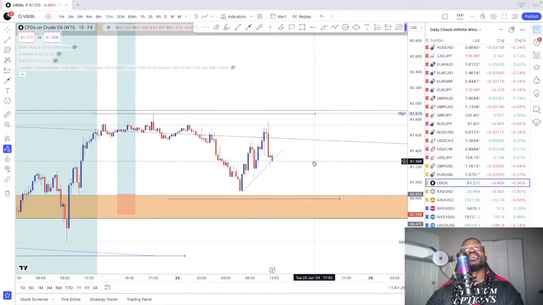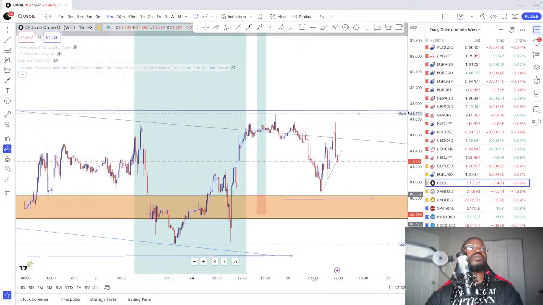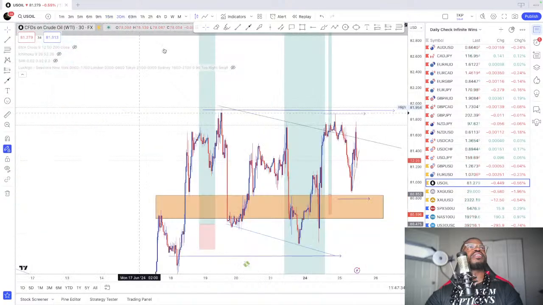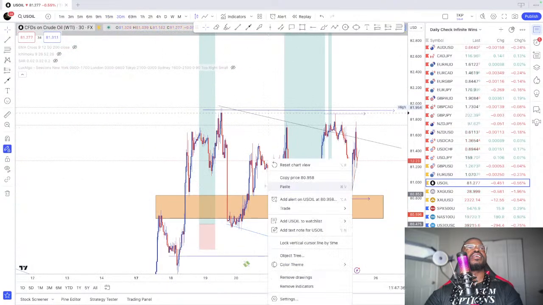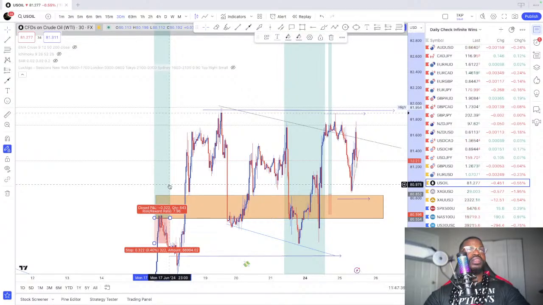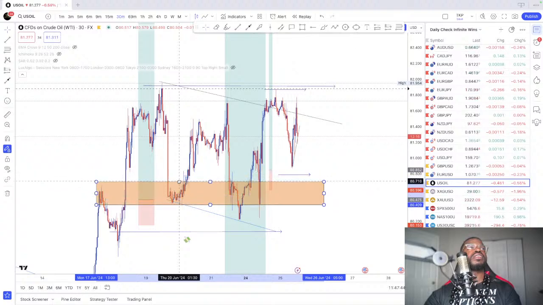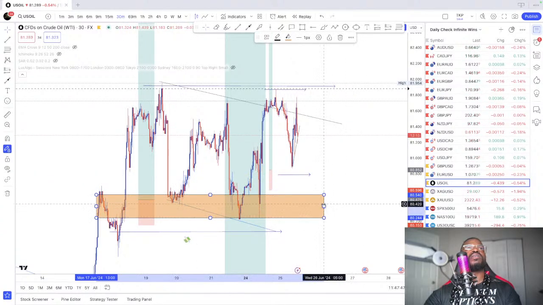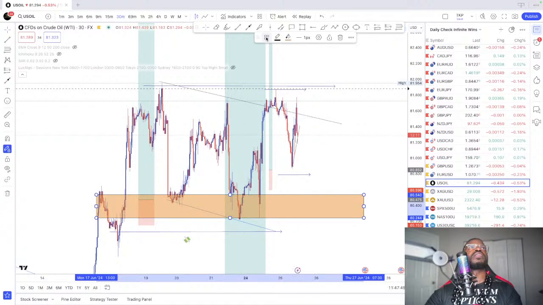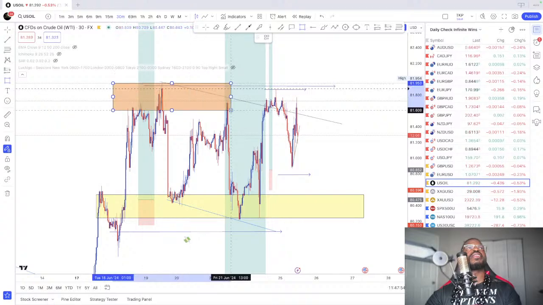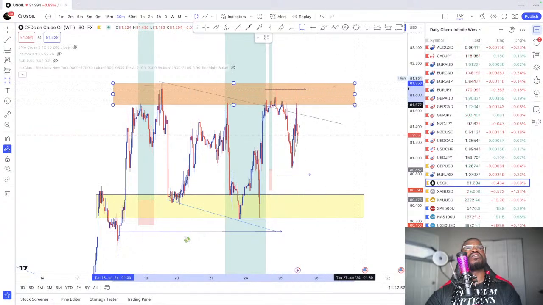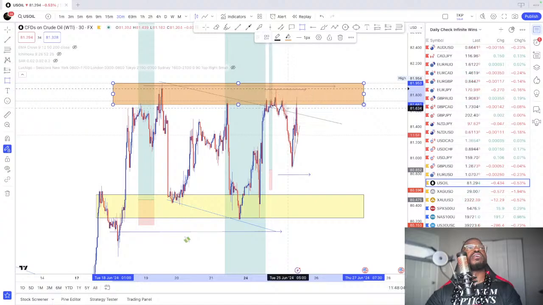Let's see. So oil is playing around. We're getting range on oil. So let's learn how to trap price. Right now, these are the lows. And this is where we get rejections for the highs. So that's a simple concept that'll save you a lot of money.